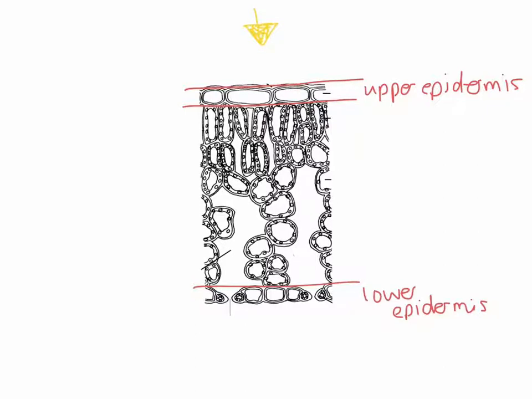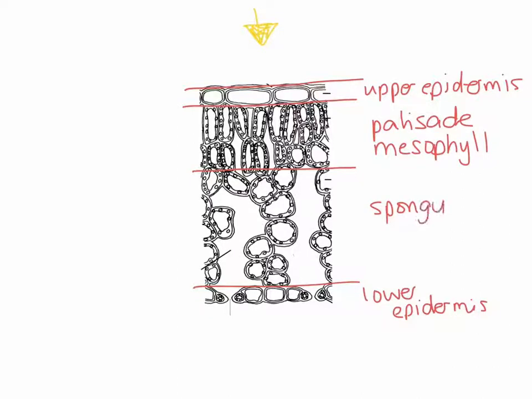The middle section is the mesophyll, but if we look closely, we can draw a line there, and this is called the palisade mesophyll, and this is called the spongy mesophyll. And obviously you can make the link. A sponge has lots of air spaces in it. This here, these are air spaces here.